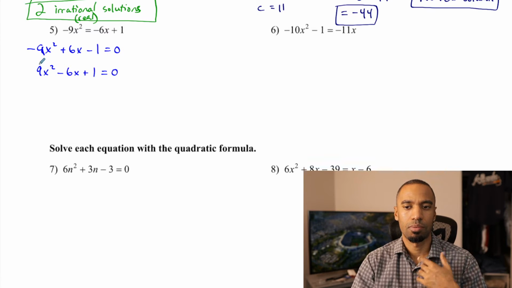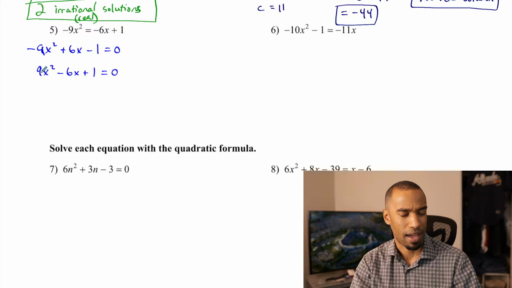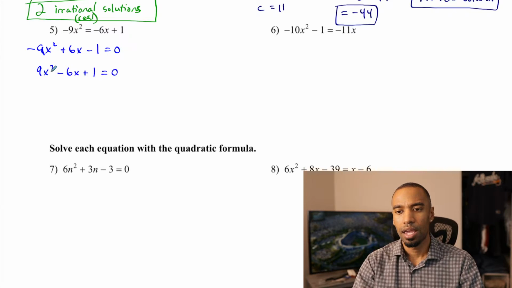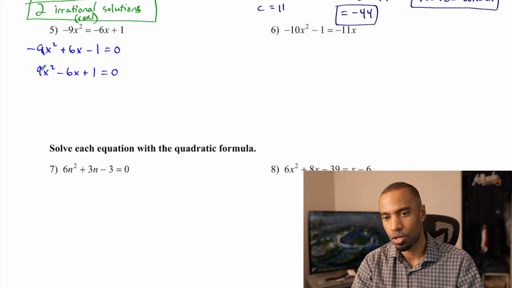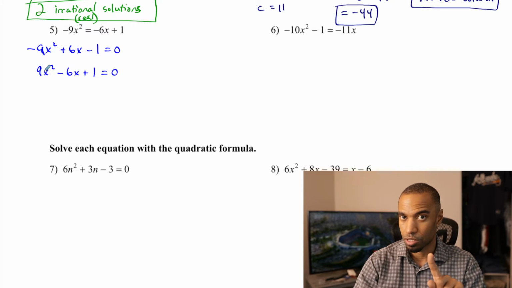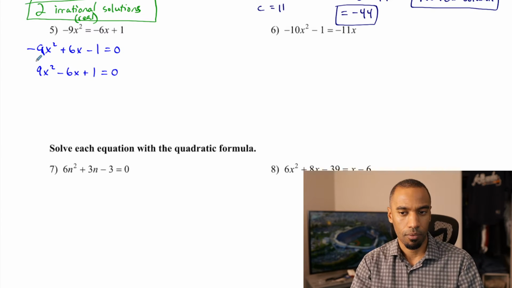I did this to make my a value positive for the sake of quadratic formula and everything else that we do in factoring, just in factoring in general. It's really, really, really recommended that you always just do that. You get your leading term positive in an equation, not an expression, but in an equation. Get that leading term positive. So you can do it that way.